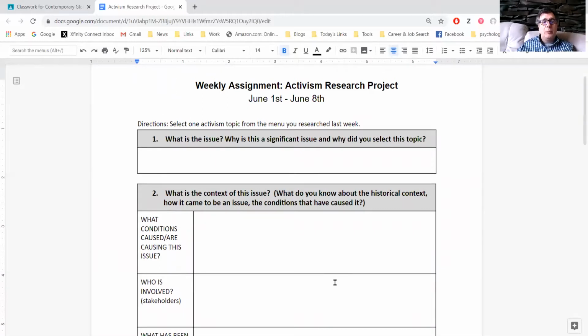Okay, so again, question one is about the issue, why it's important, define it for us, and the second one is you're giving us a little bit of background. Okay, and then the next part of it deals with what in more detail are the different perspectives that people have on this issue and what they think should be done about it. So that is it for now.